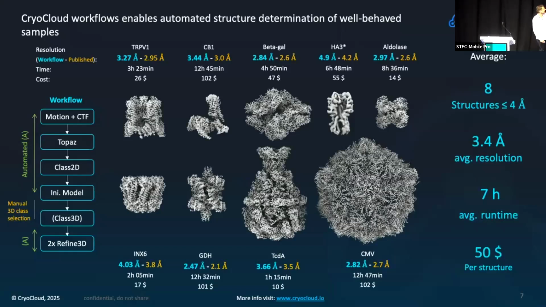Now, many of these complexes are relatively large and have high symmetry, but we did also include 2 membrane complexes, which you can see here on the top left. And the CB1 notably does not have any symmetry. And we got a 3.4 angstrom structure without any manual optimization and also without post-processing such as polishing or refinement. When we did that, we got to 3.2 angstroms.